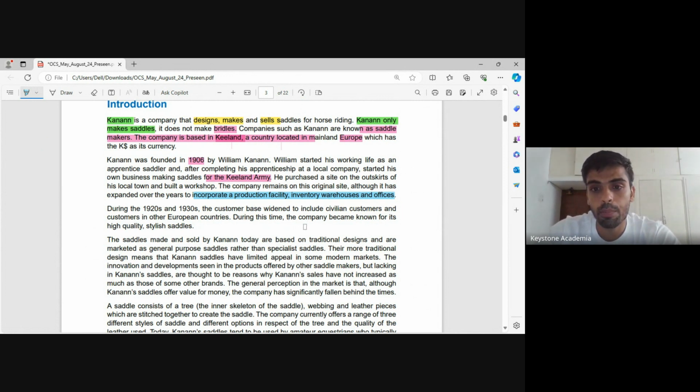During this time, the company became known for its high quality and stylish saddles. The USP so far looks like quality and style. No doubt, quality across industry is primary. That may be one of the reasons why we are operating for more than 100 years. Style also matters. Usually, if you see horses and people who do horse riding, their uniform, everything is very stylish. The style is a primary thing here, right?